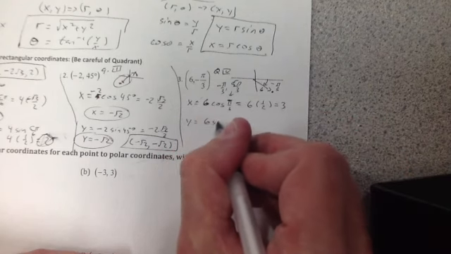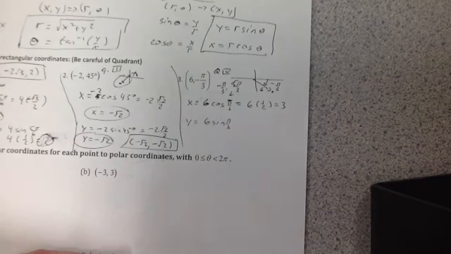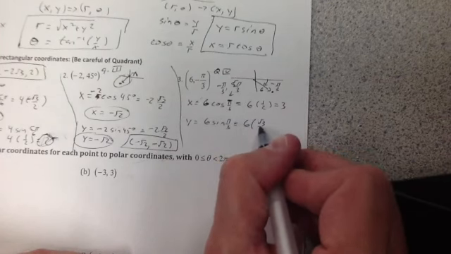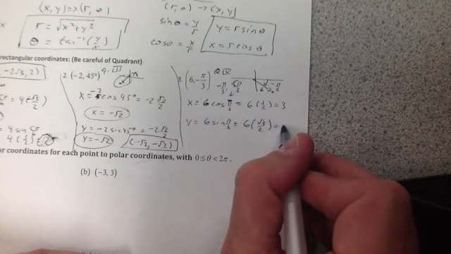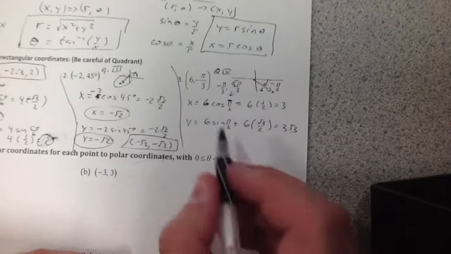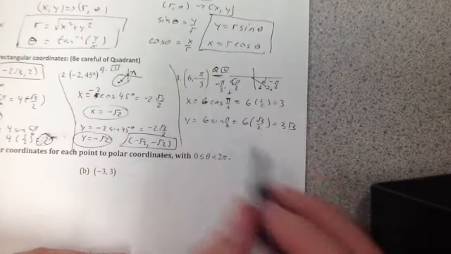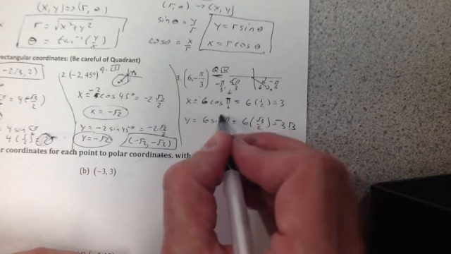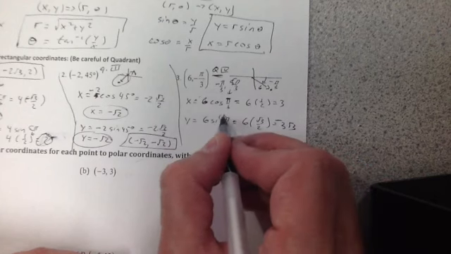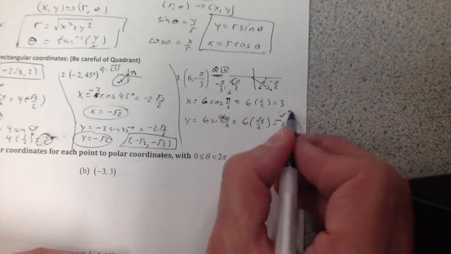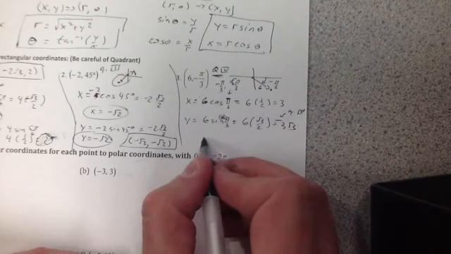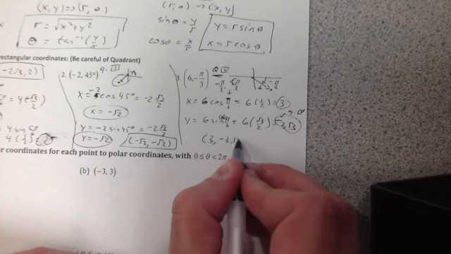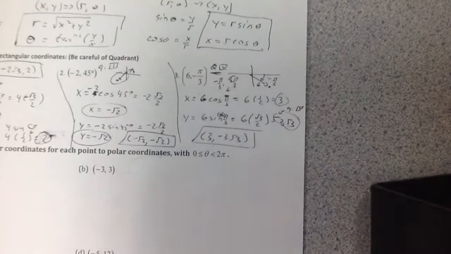Y, 6 sine of pi over 3. Again, I like to use the pi over 3 because I know this one. 6 times the square root of 3 over 2 becomes 3 root 3. But be very careful, I'm in the 4th quadrant here, so that has to be negative. Because I know I'm in the 4th quadrant, I know that will be negative. So our answer is 3, negative 3 root 3. And there's its location.